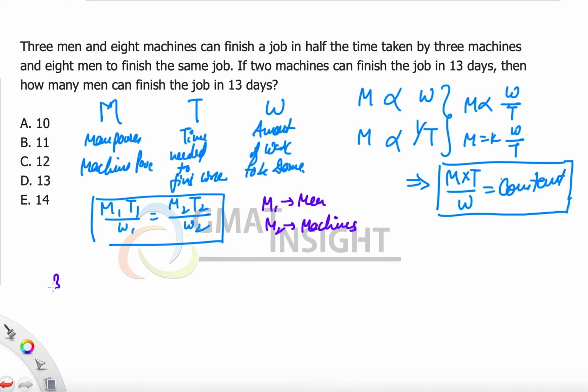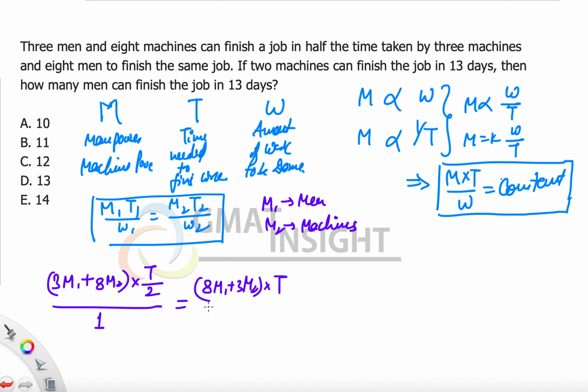So 3 men, that means 3 M1, plus 8 machines, that means 8 times M2, can finish a job in half the time. Let's say the time taken by the other group is T, then they take T by 2 time to finish one job. Then 3 machines and 8 men, that means 8 M1 plus 3 M2, because we have 3 machines and 8 men. They take T time to finish the same job. So we have this relationship here.